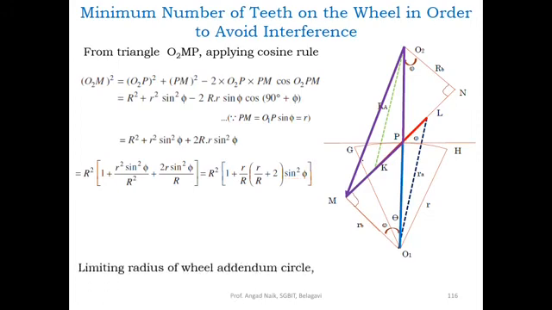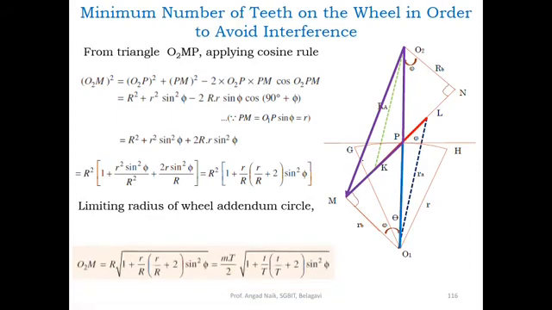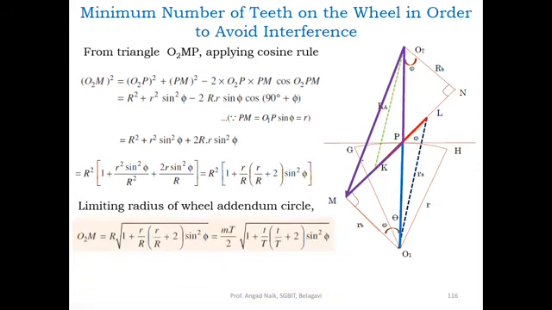Now the limiting radius of the wheel addendum circle is O2M, which is equal to R into square root of the whole term what we had here. The same term is coming under the square root. So the capital R is replaced by small m into T by 2. Again the terms are replaced by the gear ratio, that is small t by capital T. So that is the change that you find here. Now we know that the addendum of the wheel is equal to O2M minus O2P.